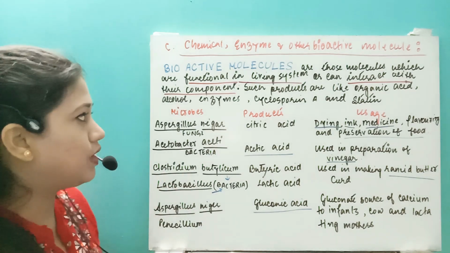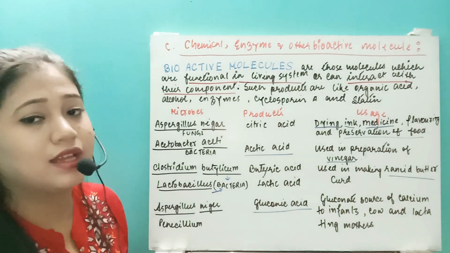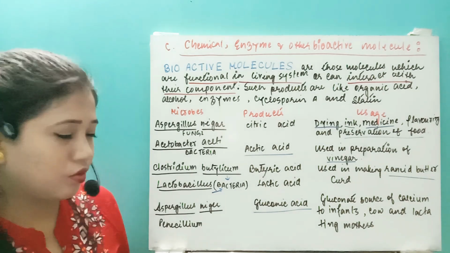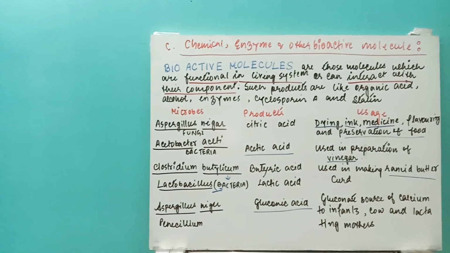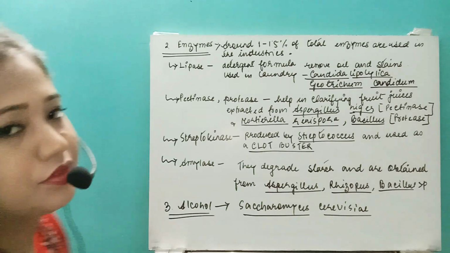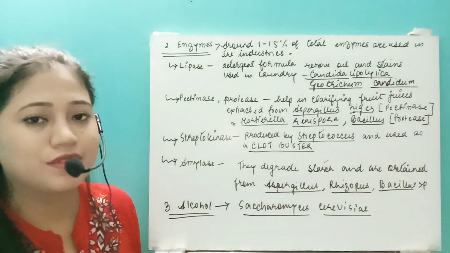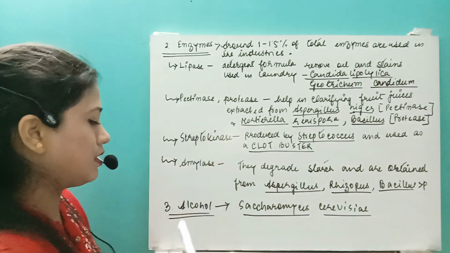So after that, let's just see some type of enzyme, some other products like cyclosporine, statin. Okay, what are all those? Okay, so let's just see all of them. After that, let us move to some other type of product. First, we have seen bioactive molecules. After that, let us move to the enzymes.